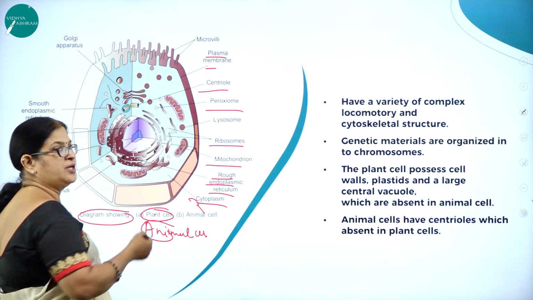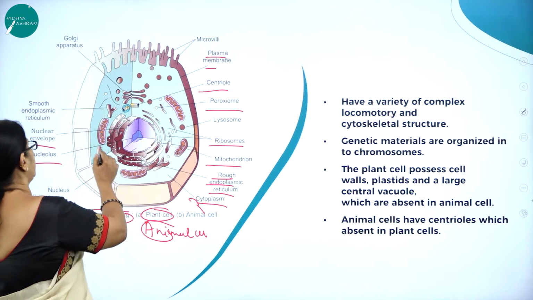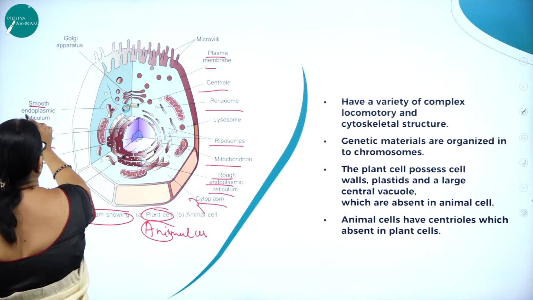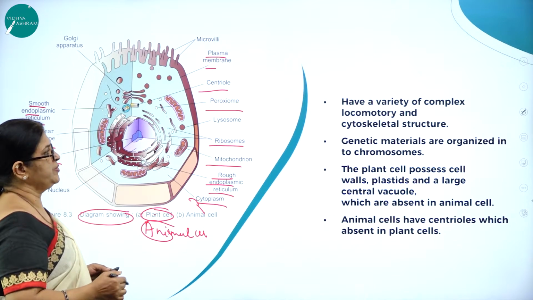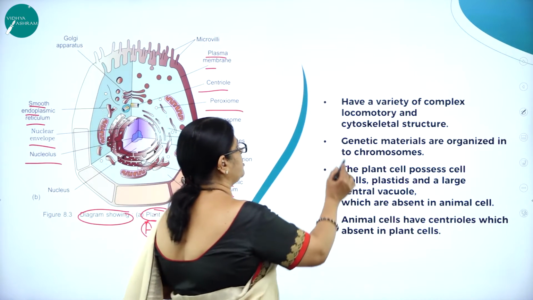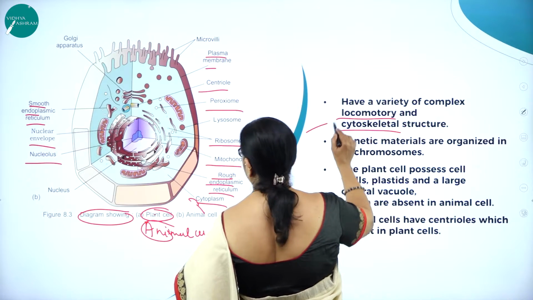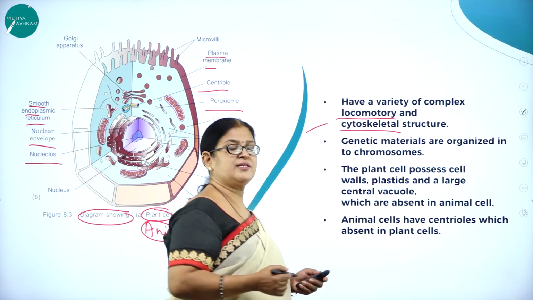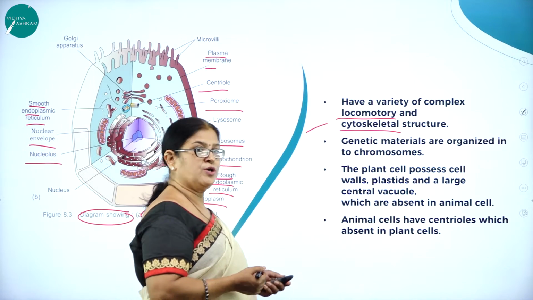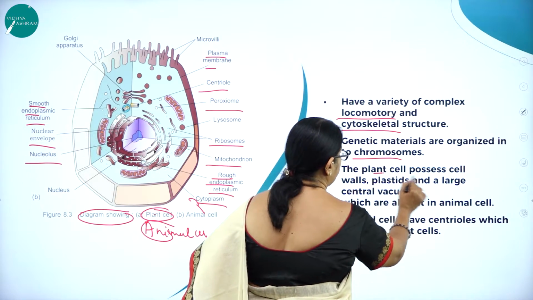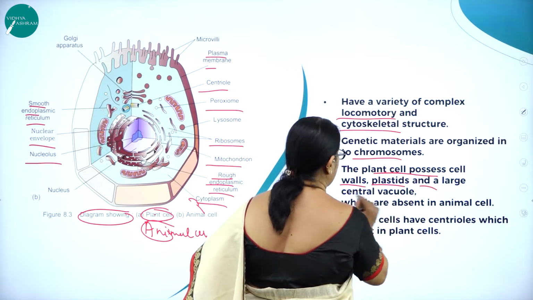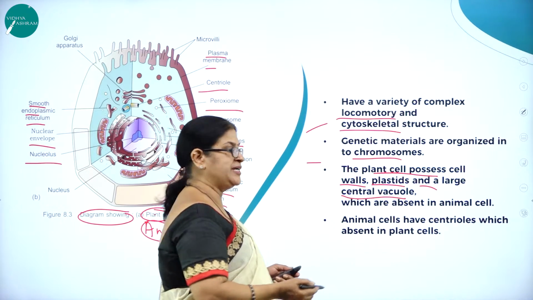As you know, it is a eukaryotic cell. It has a nuclear membrane. It has mitochondria, smooth endoplasmic reticulum, then rough endoplasmic reticulum. It has a variety of complex locomotory and cytoskeletal structures. Genetic material, as you know, is organized in the form of chromosomes, where we use the word chromatin. The plant cell possesses cell wall, plastids, and a large central vacuole, which are absent in animal cell.